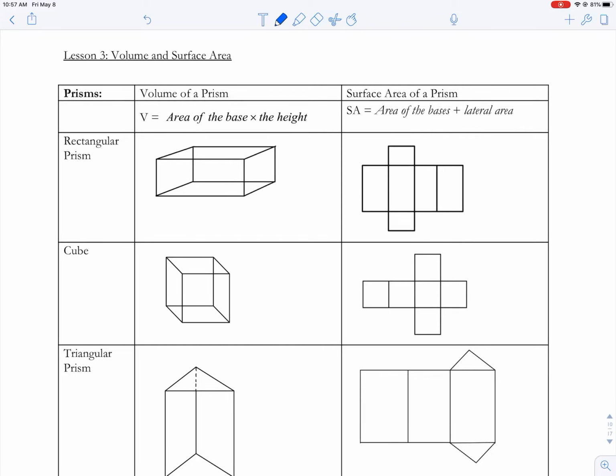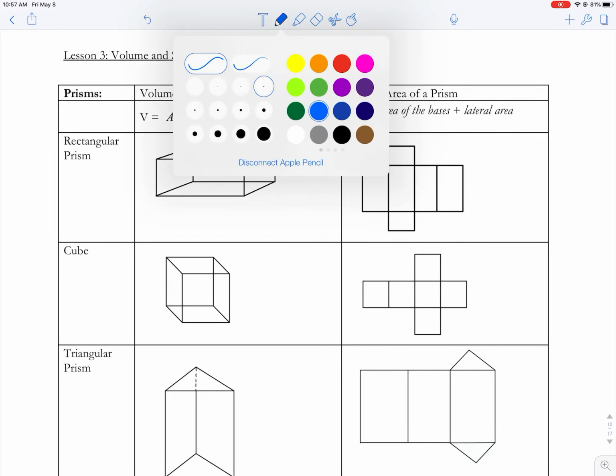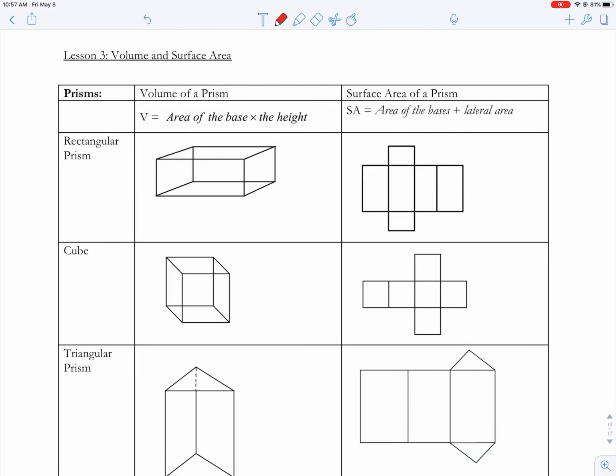Lesson 3 on volume and surface area of 3D shapes. So we're going to first start talking about prisms, and in prisms we're going to be looking at the area in terms of volume. It's going to be the area of the base, and that area of the base is going to be the shape that gets stretched.